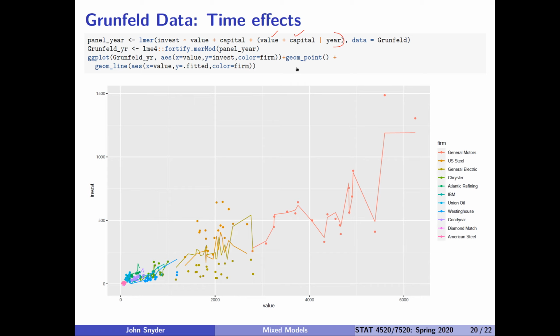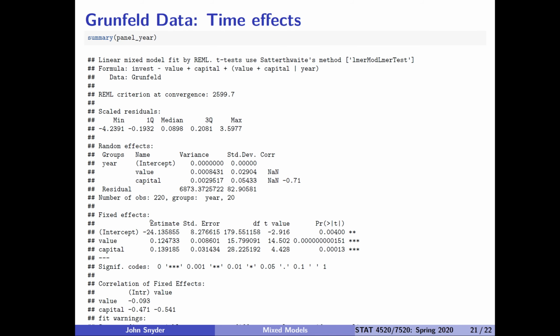But what this model will allow us to do, disregarding the fit for a moment, is have different trends for value and capital with respect to the investments by year, instead of just by firm. And looking at the output of that model, we can see that the fixed effect estimate is actually not that much different for value. Previously, you could go back and check if you'd like, the estimate for the slope for value was roughly around 0.16. So we haven't strayed from that all that much.